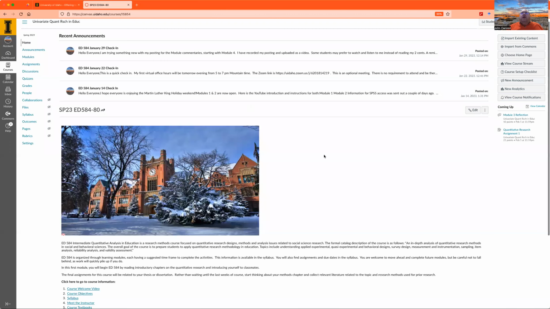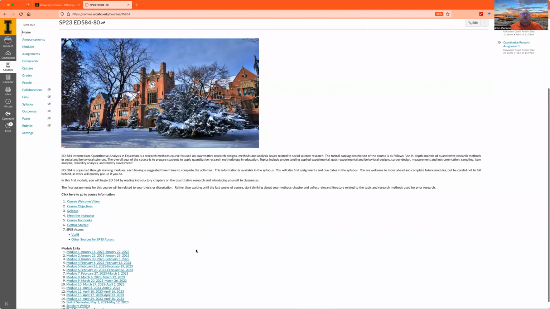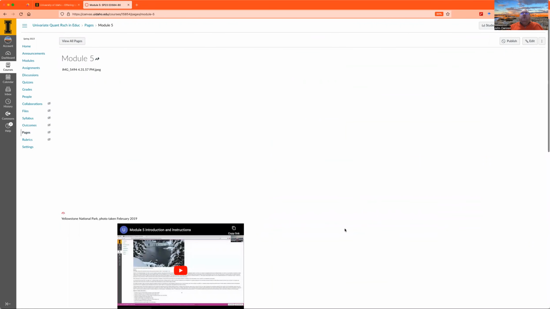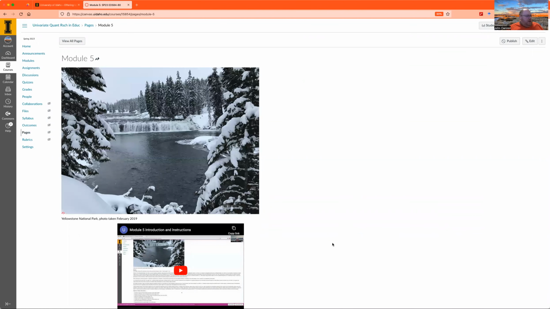So let's go ahead. We'll share the screen, and we'll go in and open up module 5. Get it all opened up here. And the photo that I'm using for this one was one I took on a snowmobile trip 4 years ago, February 2019. This is in the southwestern part of Yellowstone National Park, just on the Idaho side, or just across the border into Wyoming as you come in from Idaho on the southwest side.